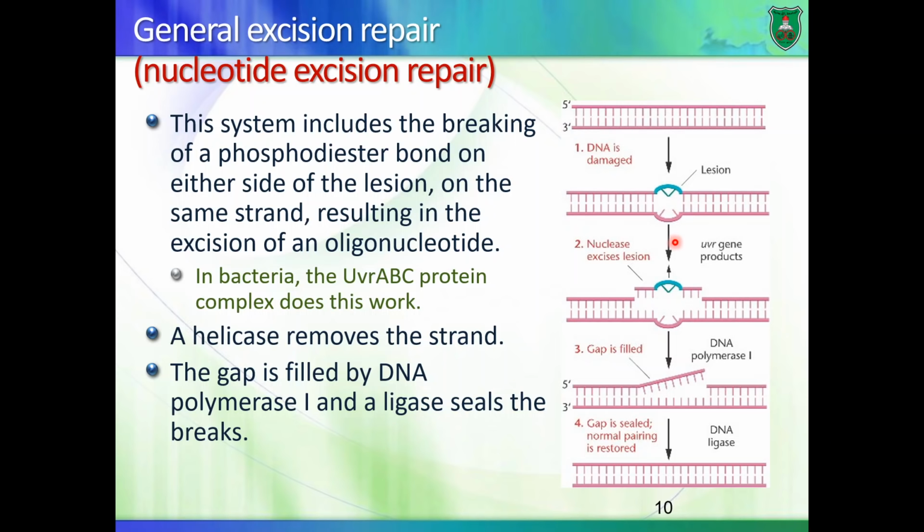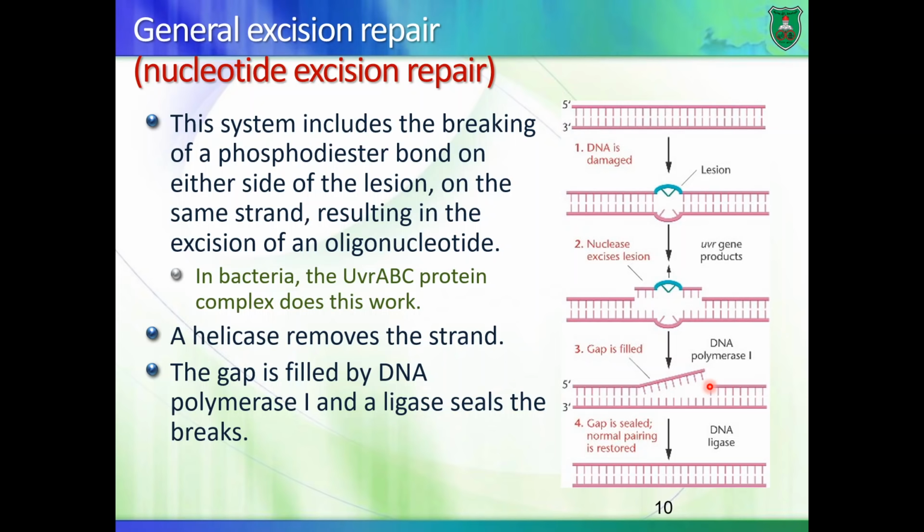So they bind to the DNA, and they create cuts or nicks, N-I-C-K-S, nicks. Nicks means a single cut in the phosphodiester bond between two nucleotides. So what happens here is that they create cuts to the left and right of the lesion, and the nucleotide fragment that contains the pyrimidine dimer is removed by a helicase, and then the gap is filled by DNA polymerase 1.